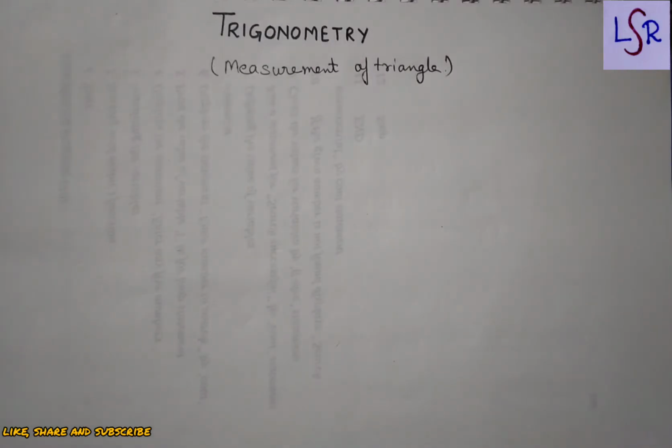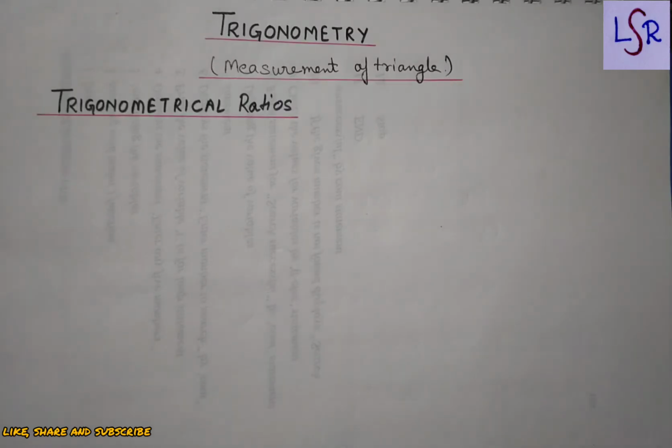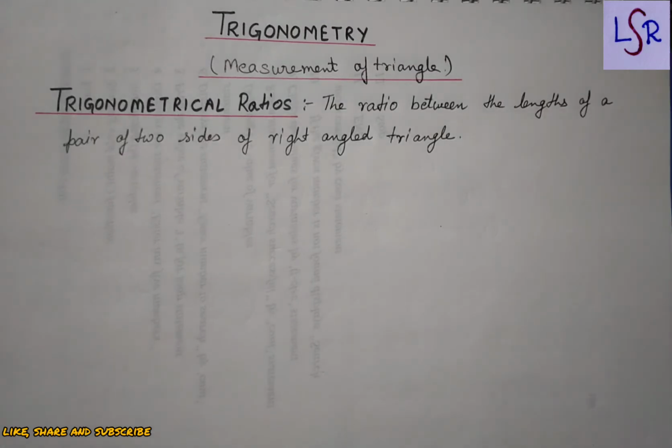Hello everyone, today we are going to start with a new unit, that is trigonometry, which means the measurement of triangles. This topic, trigonometry, was discovered by the Indian mathematicians and they named it trigonometry, and later on it was known as trigonometry. And here we'll study about the trigonometrical ratios, which means the ratio between the lengths of a pair of two sides of a right angled triangle.